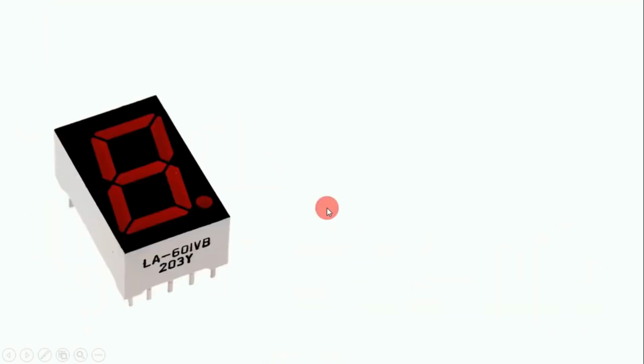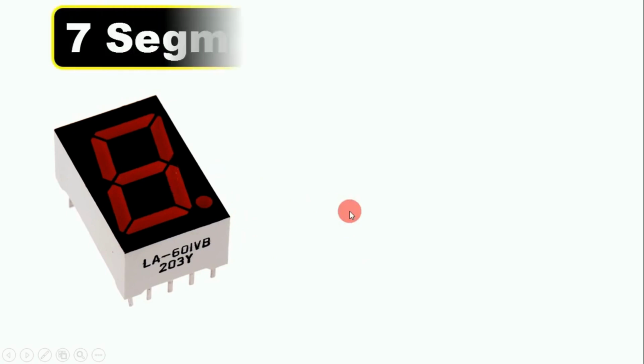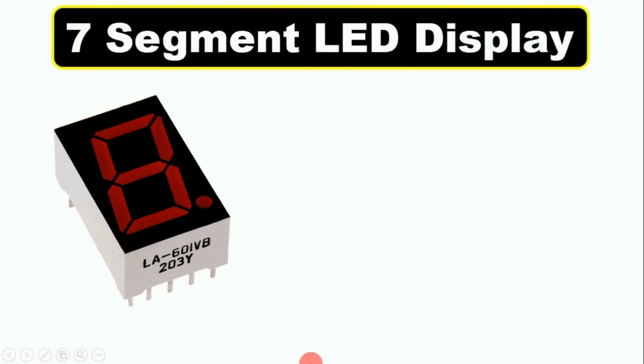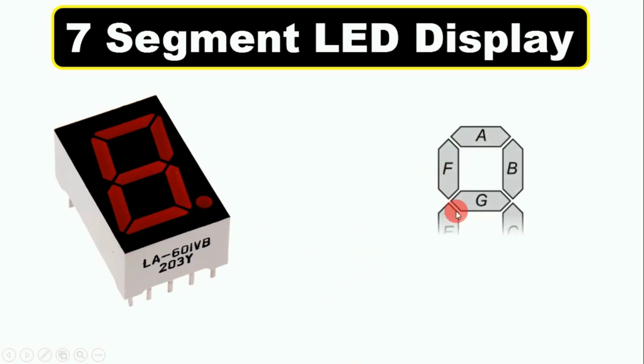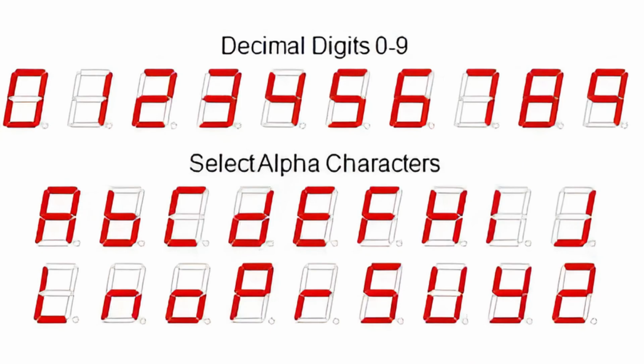Now friends, this ninth component here, this is known as a 7 segment LED display. The symbol for this 7 segment LED display is made like this. We use this LED display where we have to show any digit or any alphabet. On this LED display, we can show digits from 0 to 9, and along with this, we can show some alphabets also. We cannot show all the alphabets on this display, but we can show some alphabets on this display.